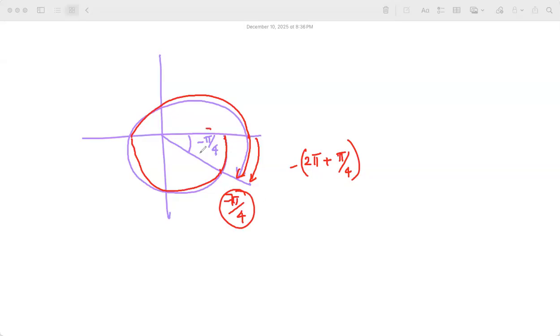So the angle minus pi by 4 is the same as minus 7 pi by 4. Yes, ma, go ahead. Isn't it negative 9 pi by 4? Because 2 pi plus pi by 4 is 8 pi by 4 plus pi by 4, that is 9 pi by 4. Sorry, I made a mistake. Yes, minus 9 pi by 4. Make sense? Yep. Can I move on?